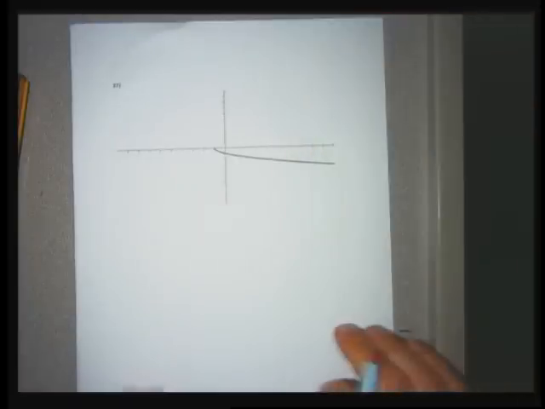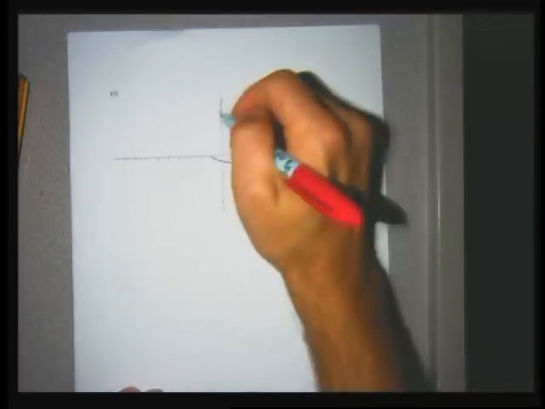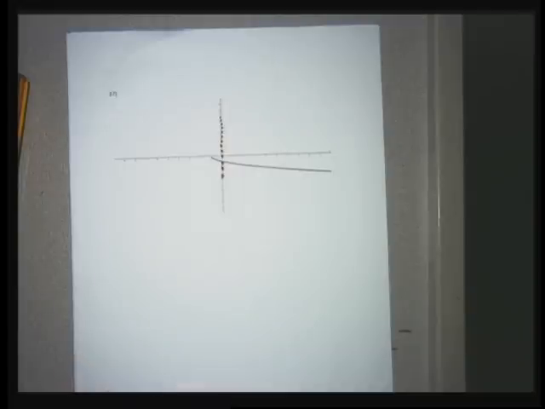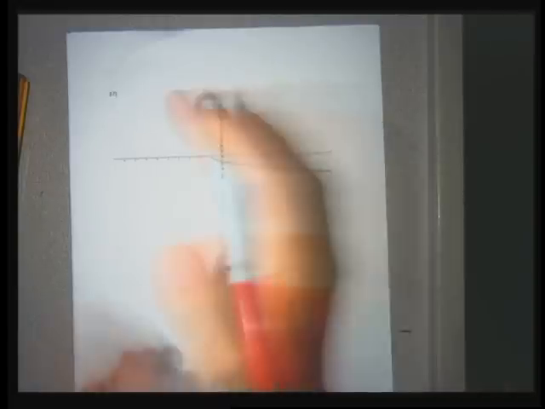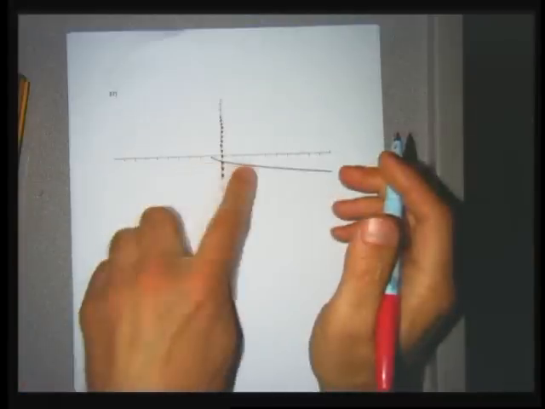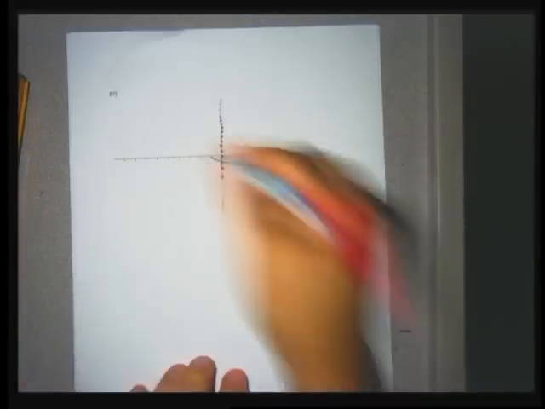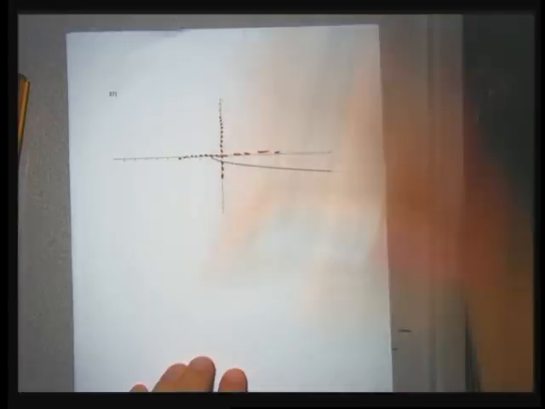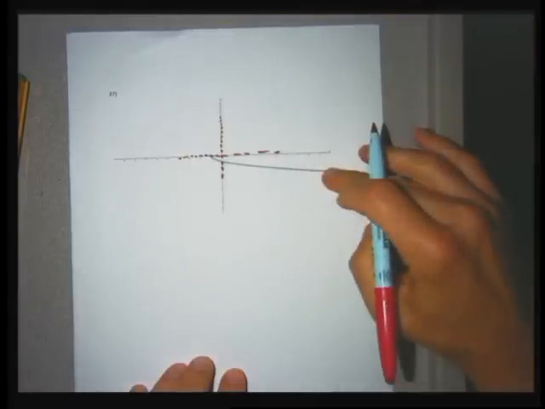Two more graphs. For 37, this is not symmetric to the y-axis, because to be symmetric to the y-axis, there would have to be equal halves on either side of the y-axis, and these two halves don't look like each other. It's not symmetric to the x-axis, because there needs to be something above the x-axis that looks like that.